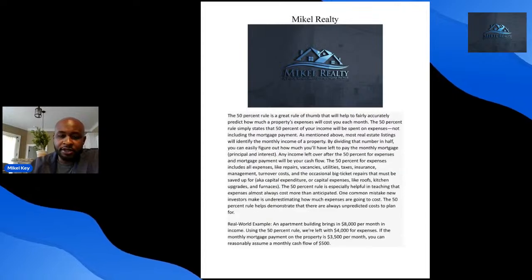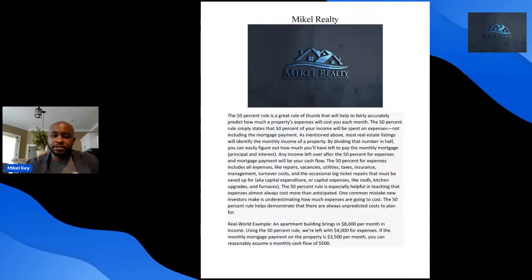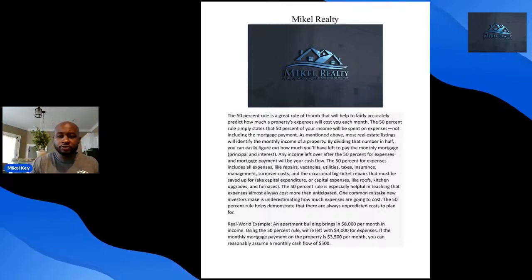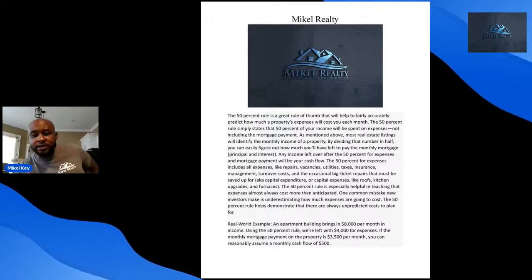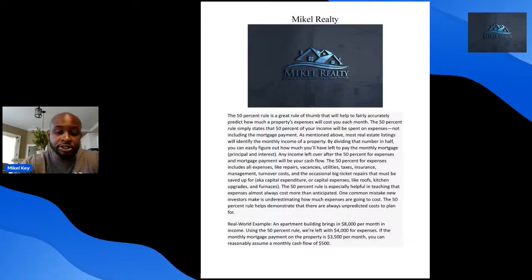Let's go with the 50% rule. It is a good rule of thumb that will help to fairly accurately predict how much a property's expenses will cost you each month. The 50% rule simply states that 50% of your income will be spent on expenses, not including the mortgage payments.